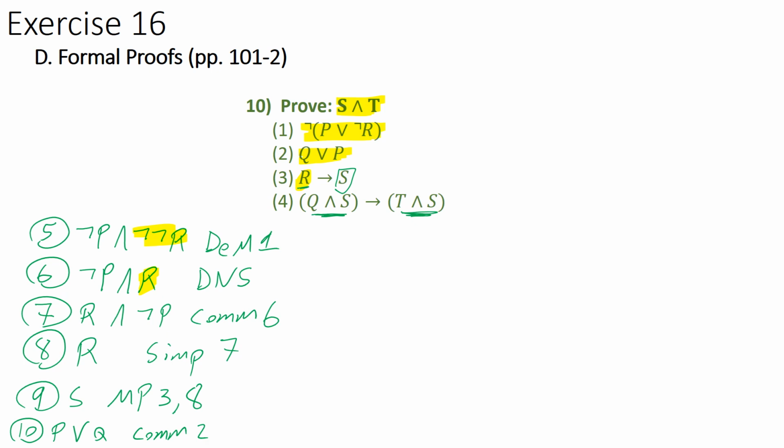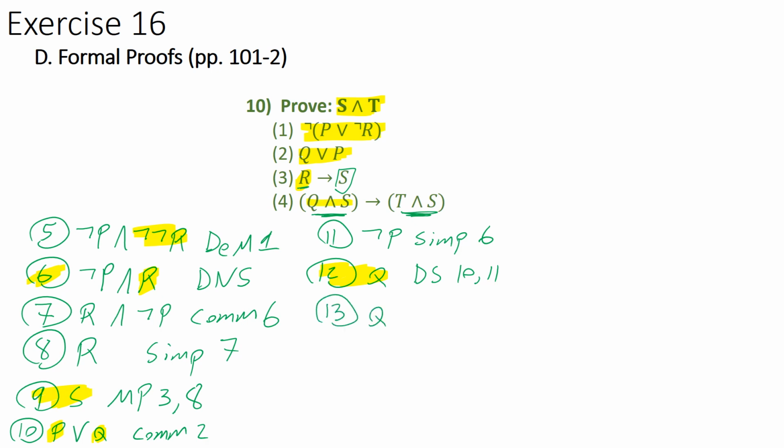And then from line 6, we can get not P by simplification. So for 11, we'll get not P, simplification, 6. And then we could deny this to affirm that Q. So for 12, we get Q, disjunctive syllogism, 10, 11. So now we have our Q, we have our S, so let's combine them together. 13, we can get Q and S by the conjunction rule, lines 9, 12.